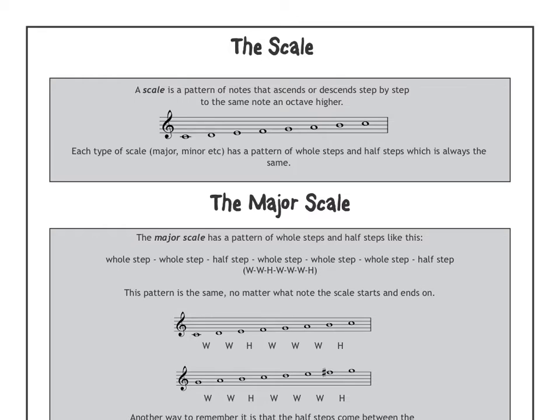The major scale is probably the most recognizable, and it has a pattern of whole and half steps like this. Whole, whole, half, whole, whole, whole, half. WWH, WWWH. To me, the easy way to remember this is that it sounds like a phone number when you say it. Whole, whole, half, whole, whole, whole, half. Right? Okay? Now, we'll get to what it means in just a second.